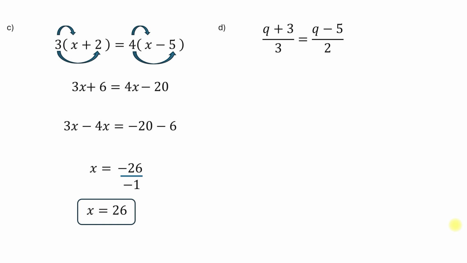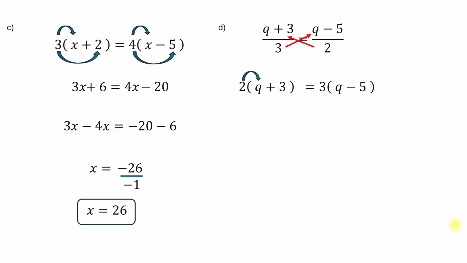Question D. We can cross multiply. It's already set up nicely for us. 2 times q plus 3 equals 2 times q plus 3. Just write it down here. We'll keep it in the unexpanded form so far. 3 times q minus 5. Once again, we'll keep it in the unexpanded form. Now that we've got it down in this form, we'll expand it.